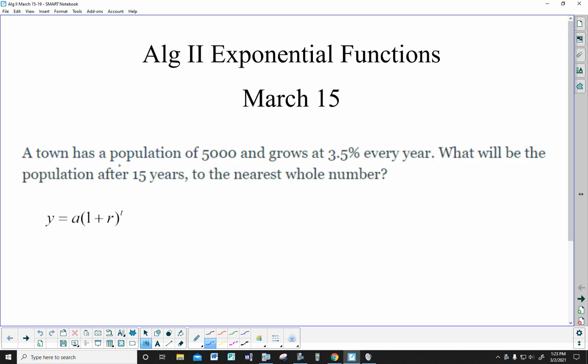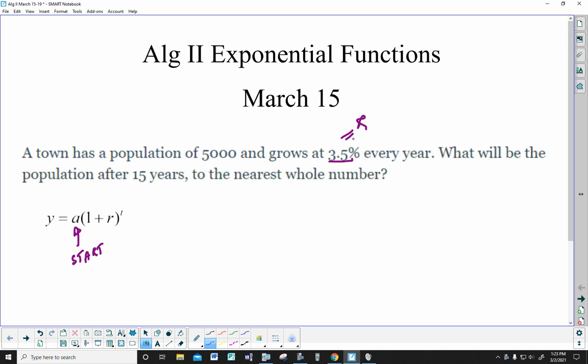What you guys are going to do is there are word problems, and they're going to give you some information. A is the amount of money that you start with, or amount of something that you start with. It doesn't have to be money. It could be bacteria. It could be amount of radioactive material. There'll be a rate, so that equals R.